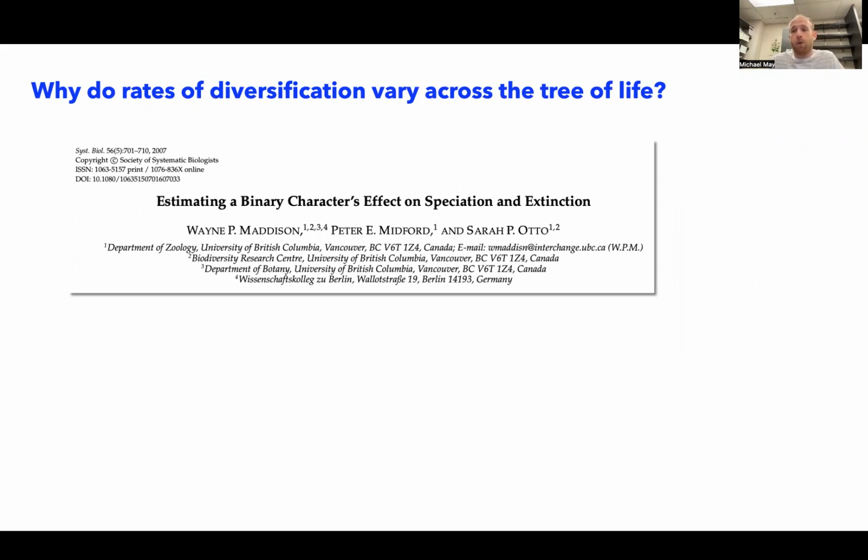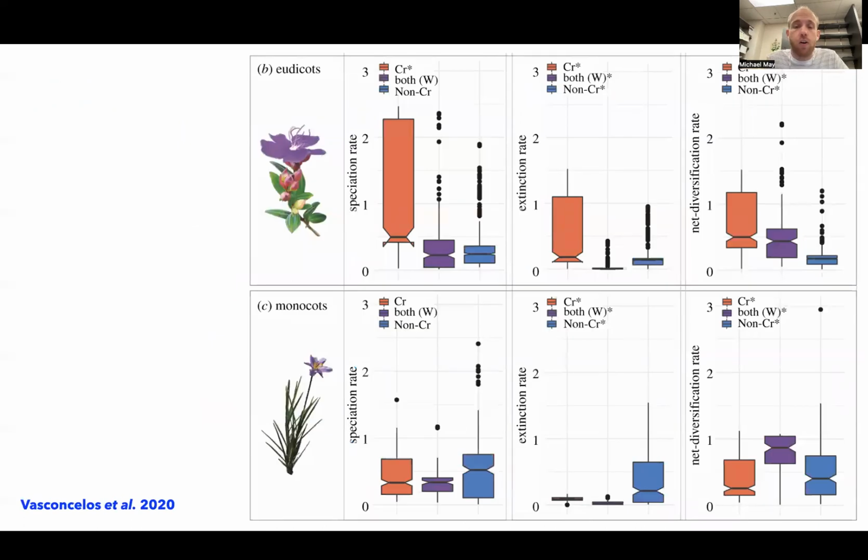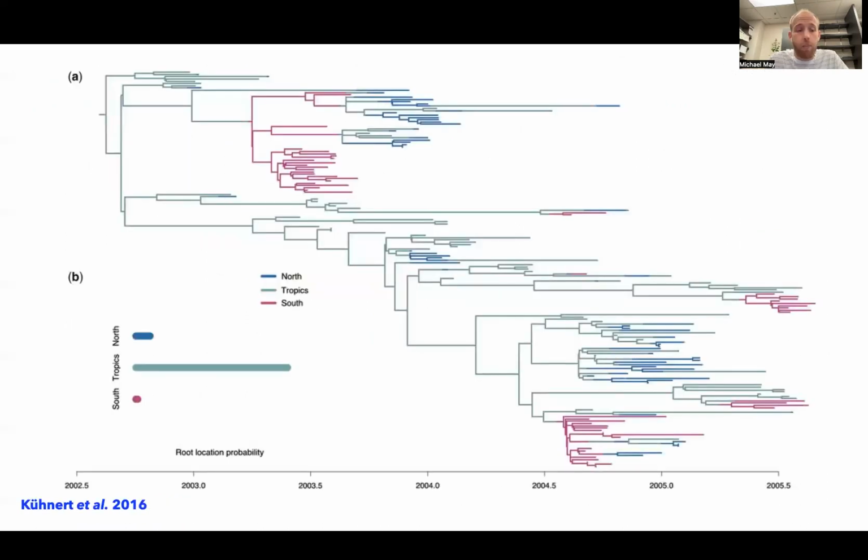Since then, there's been a proliferation of methods for addressing questions about how particular character states affect diversification rates. For example, we might want to know whether selfing lineages in plants are an evolutionary dead end, or whether lineages in different geographic areas diversify at different rates, or whether chromosome changes are associated with speciation events. These methods are also really useful in epidemiology, where they can be used to understand whether different geographic areas confer different rates of spread.